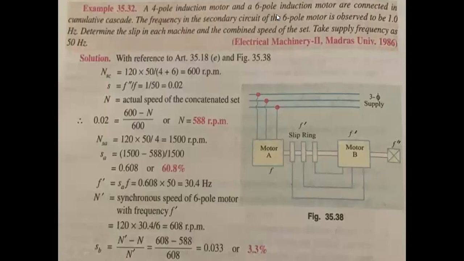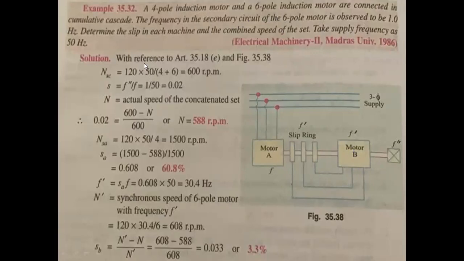Okay, so one motor frequency is given. Determine the slip in each machine. S we have to calculate, and the combined speed of the set. What is the combined speed of motor A and B? In which speed are they both rotating? Because both A and B motors will be rotating at only one speed. That's why we are taking them on the same shaft.